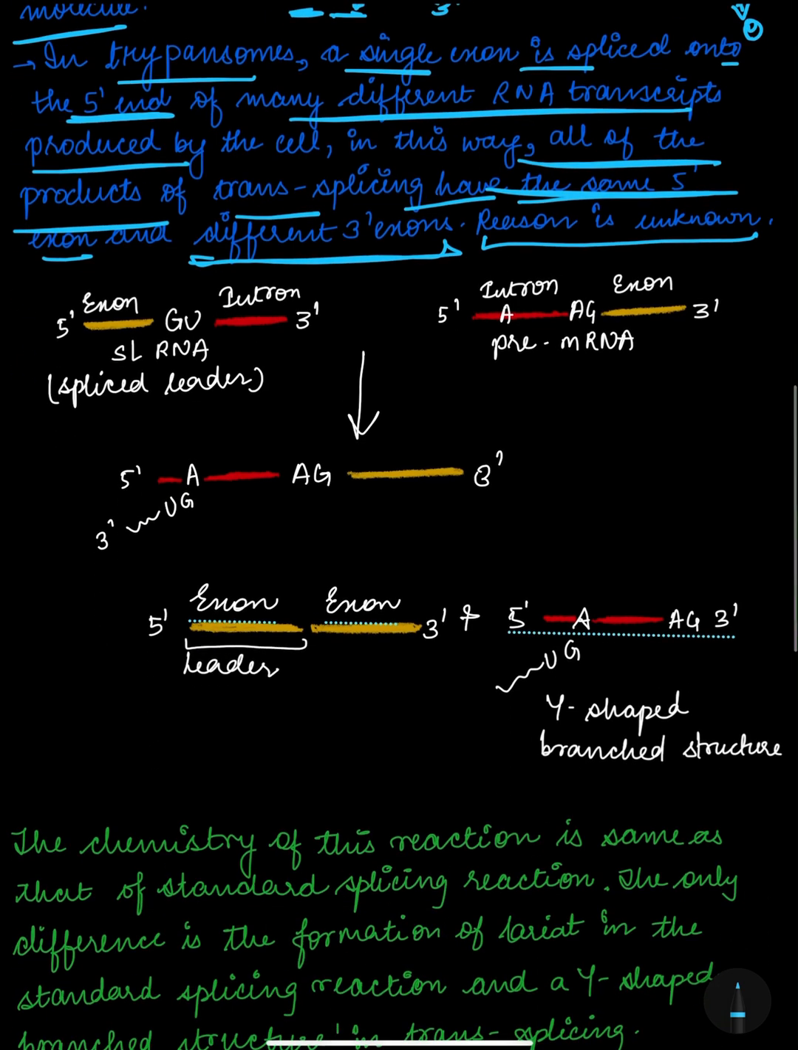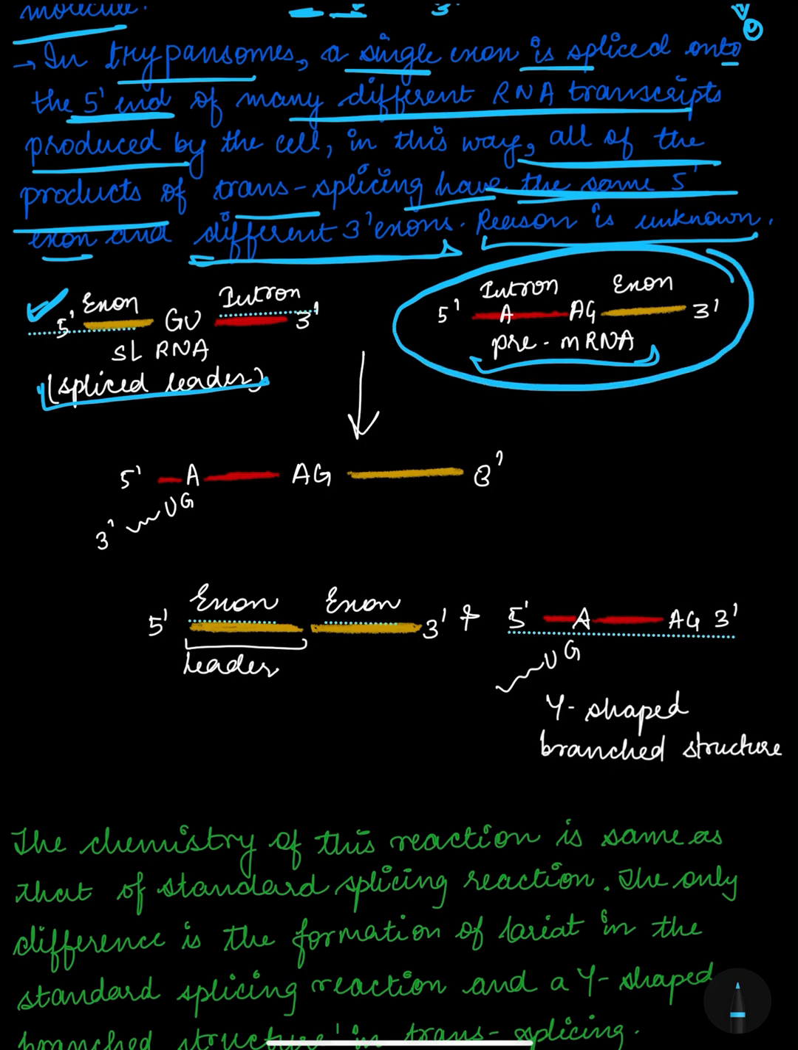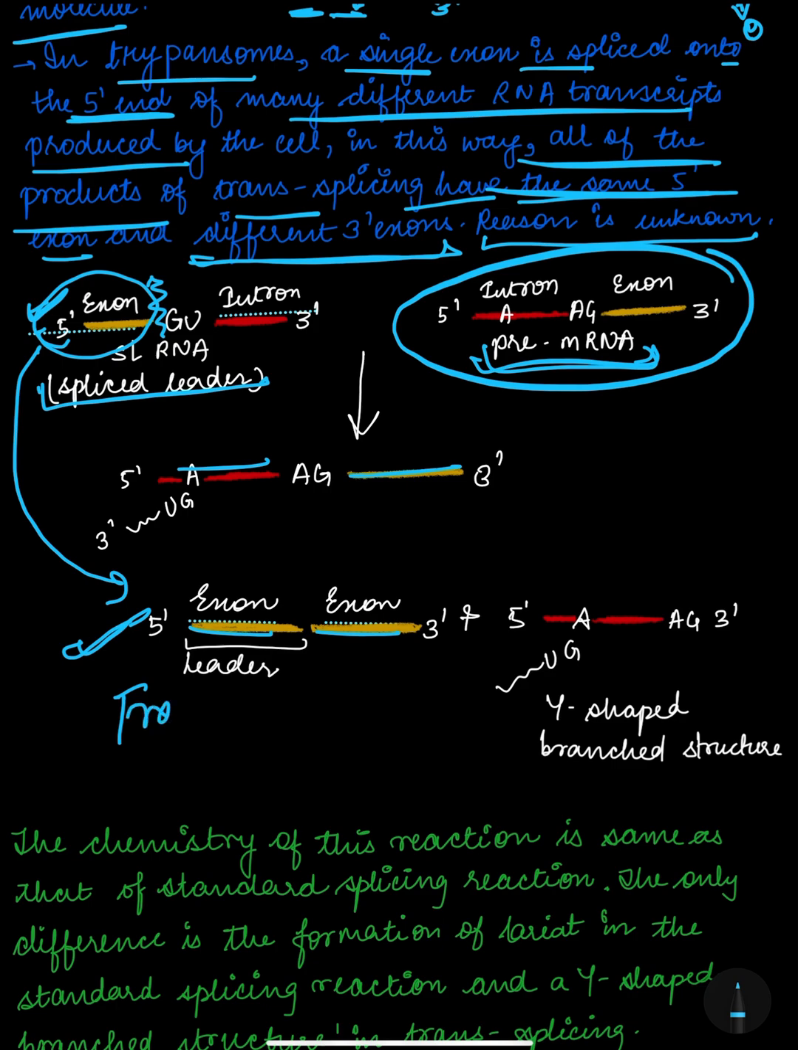Now let's see here. In this we have this first one, that is exon from 5' end and intron, and this is pre-mRNA of different source, and this is spliced leader RNA from different source. So first we'll see this one. This comes down. This is exon. This is exon. This is intron. So this exon is spliced from here and ligated with the pre-mRNA one and forms a new one that undergoes trans-splicing.